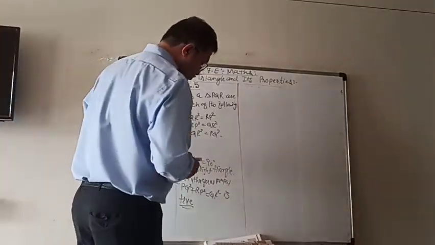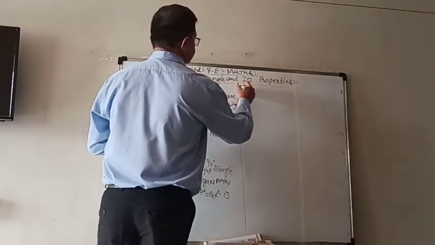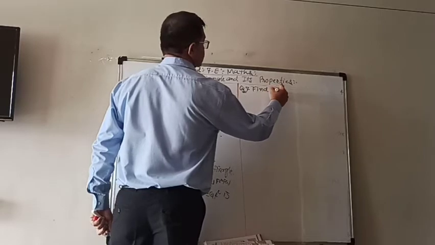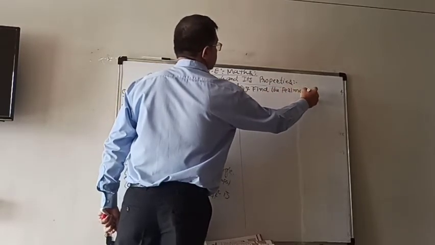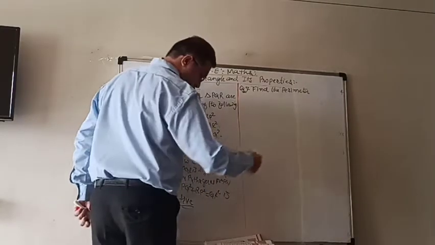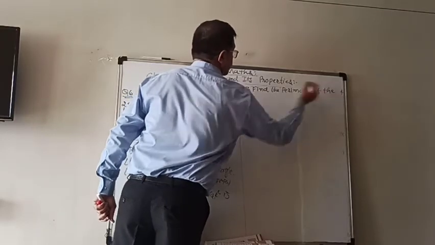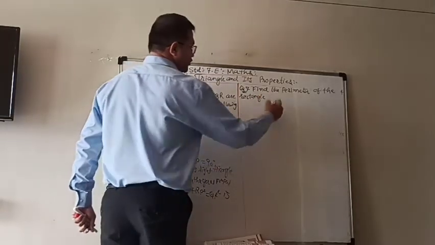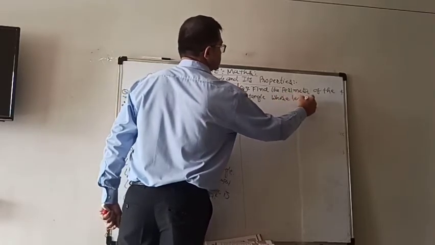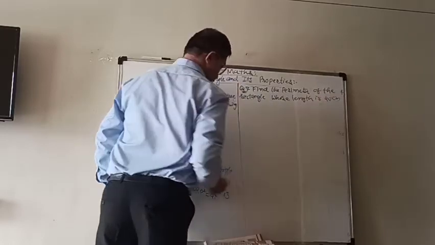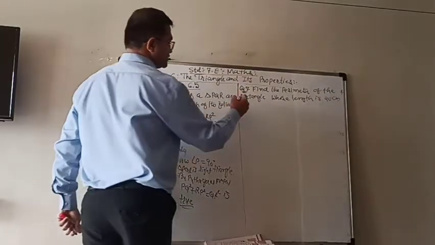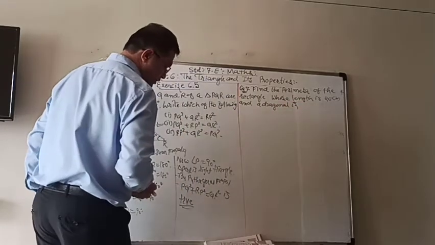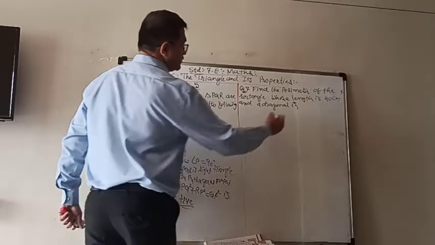So now question number 7. It says that find the perimeter of the rectangle whose length is 40 centimeter and a diagonal is 41 centimeter.